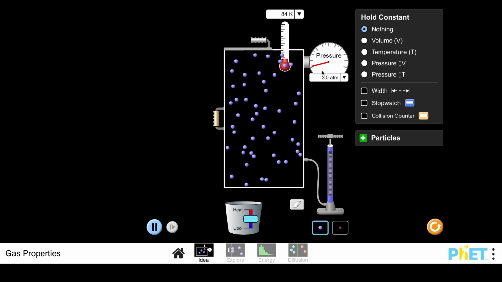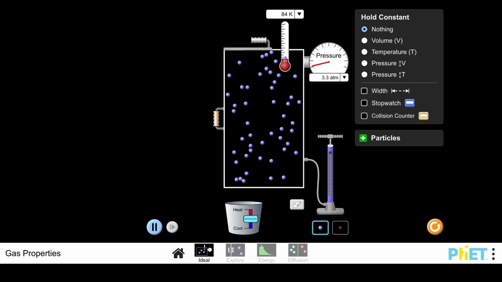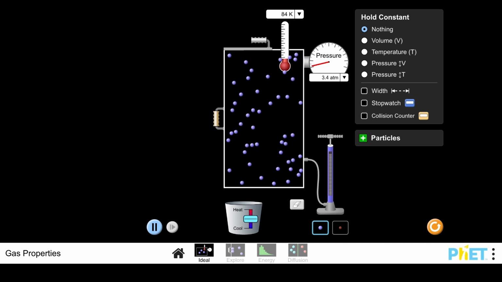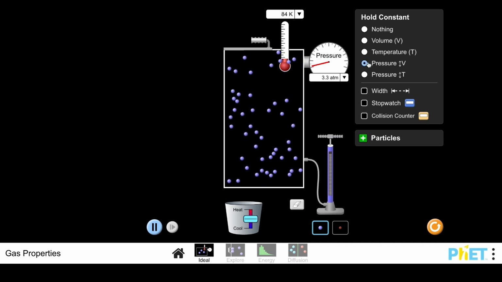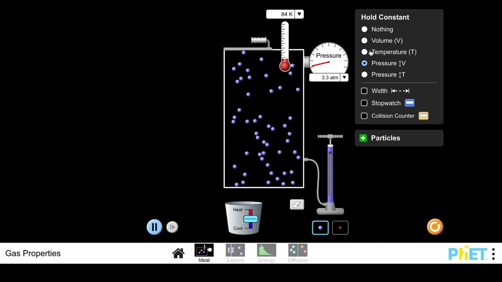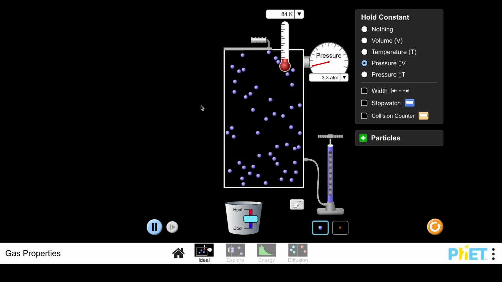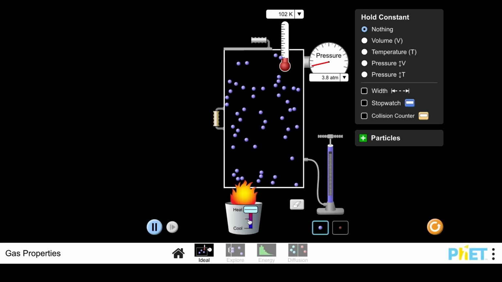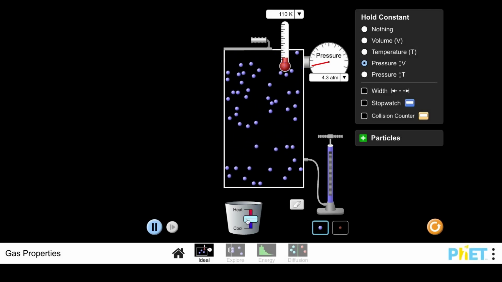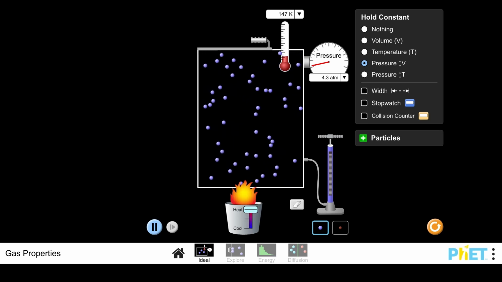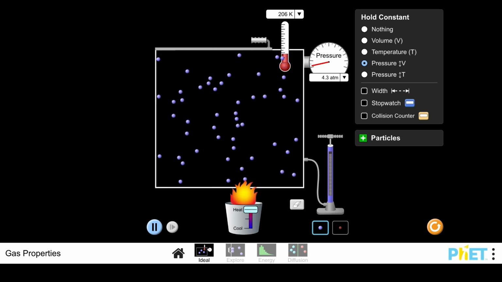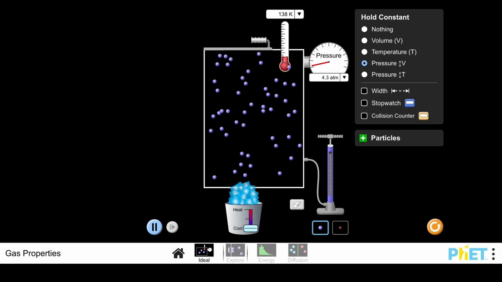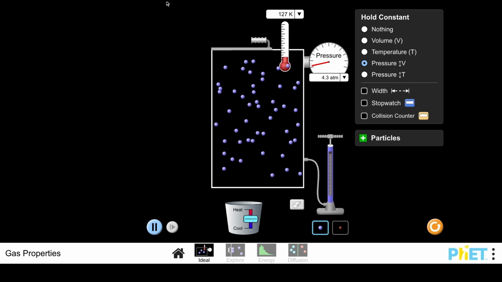So you can say that the volume and the temperature are proportional. When the pressure is constant, if the temperature increases, the volume also increases. You can see the volume also increases as the temperature goes up. If the temperature goes down, the volume decreases. So this is why they are proportional to each other.